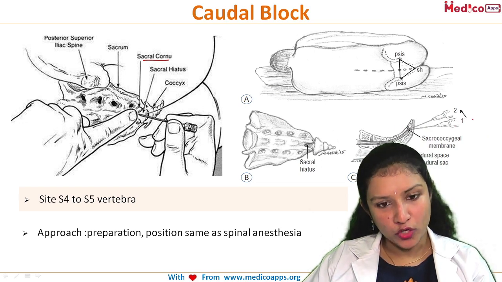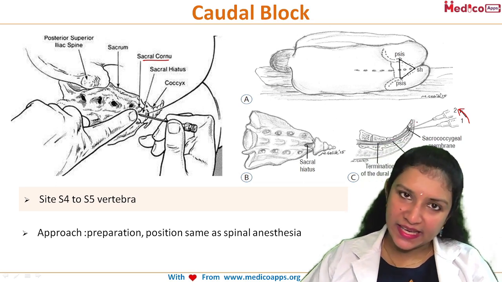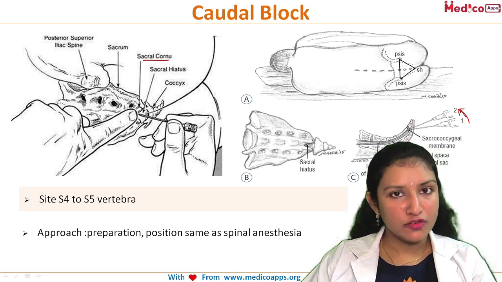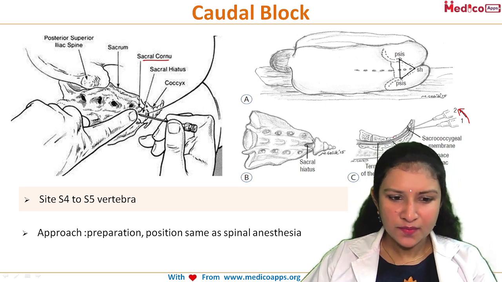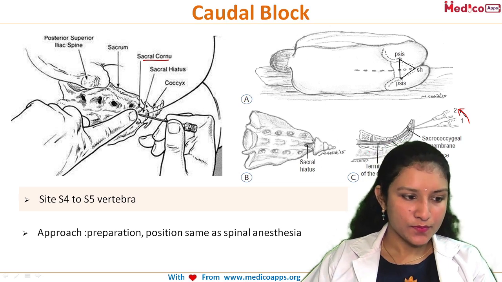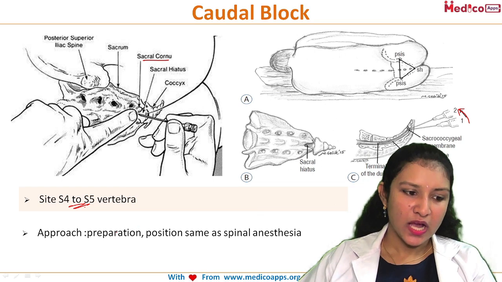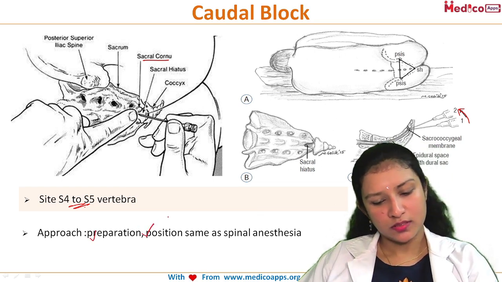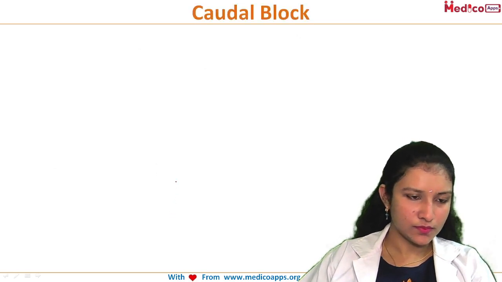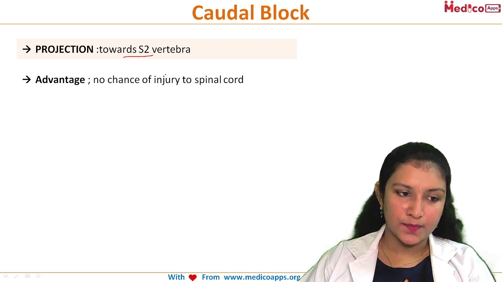Then after hitting the bone, you will rotate the needle direction and pierce a few millimeters into it again. Then you can find the loss of resistance sensation. There you will confirm it and you can administer local anesthetic. The site is around S4 and S5. The approach, preparation and position are the same as in spinal anesthesia. Next, projection is towards S2 vertebra.